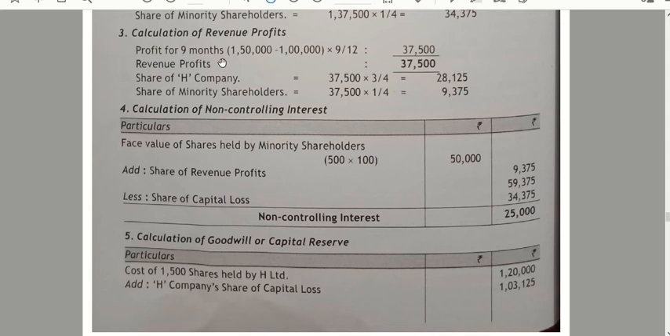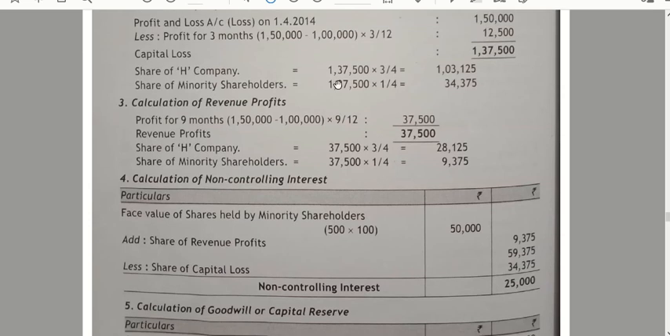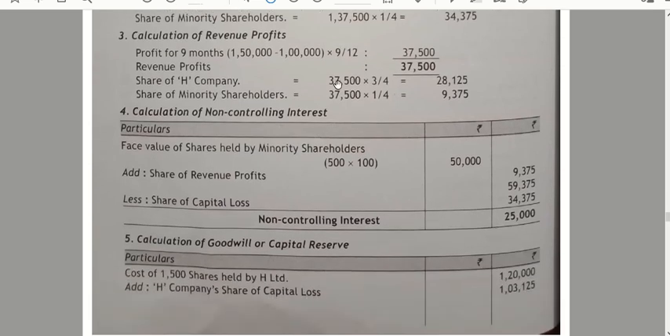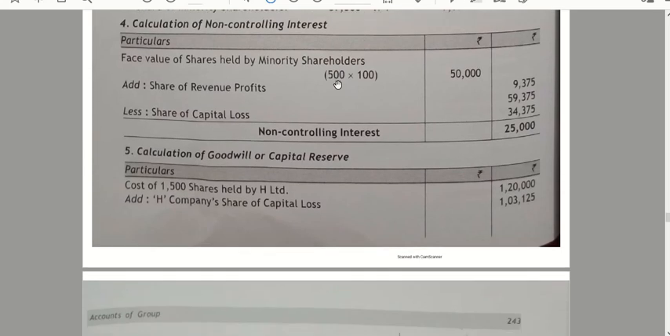So the share of H Limited is 37,500 into 3/4, which is 28,125. The share of minority shareholders is 37,500 into 1/4, which is 9,375. So calculation of non-controlling interest.